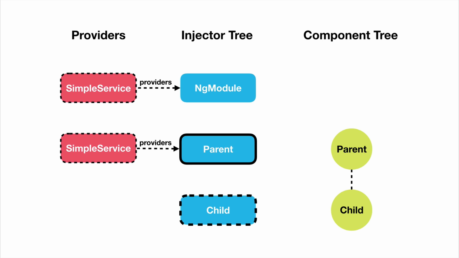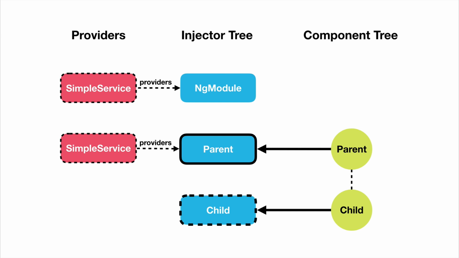So now when a parent component requests a resolution of the simple service token, it will request this from its injector. And since we've configured simple service on the parent component as well, the parent component's injector will just return an instance of simple service. It won't get forwarded to the NgModule.